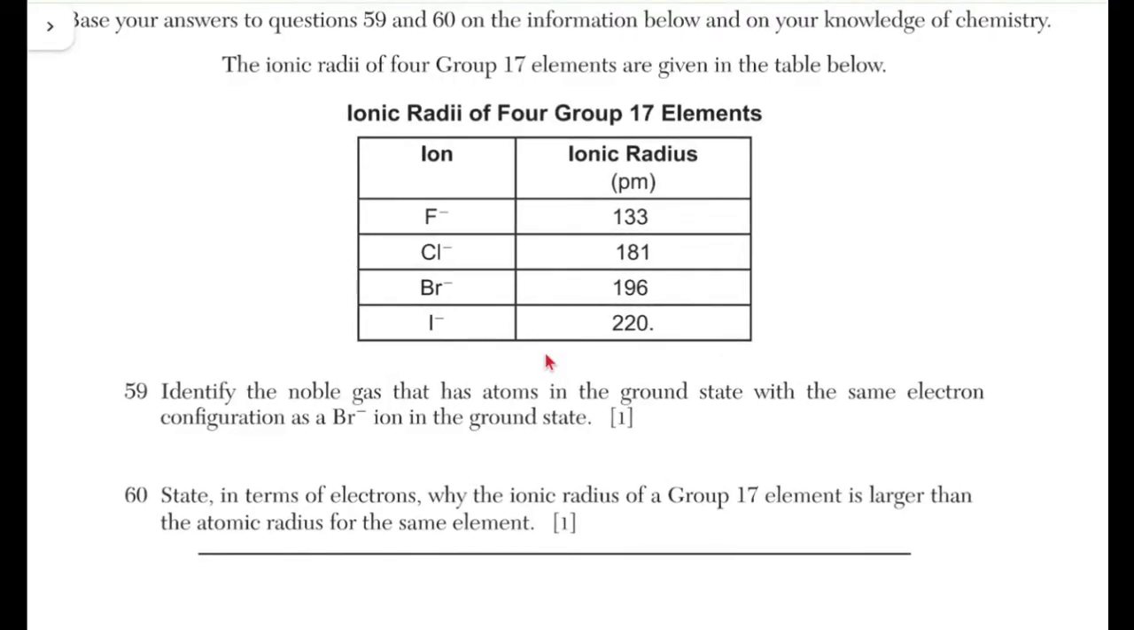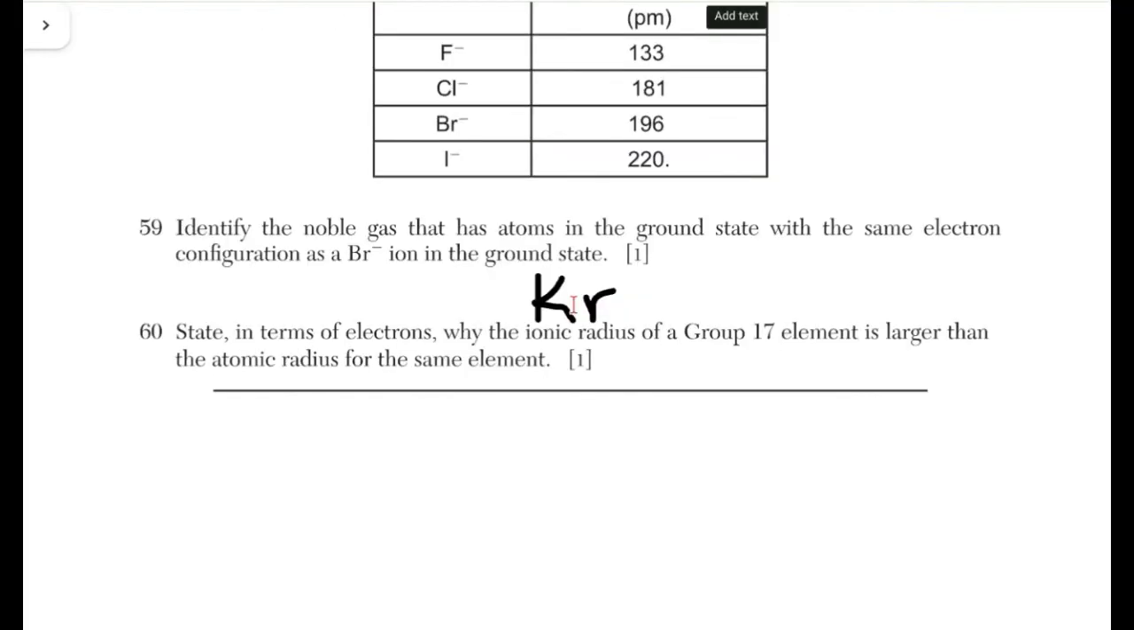Base your answers to questions 59 and 60 on the information below and on your knowledge of chemistry. The ionic radii of 4 group 17 elements are given in the table below. Identify the noble gas that has atoms in the ground state with the same electron configuration as a bromine ion in the ground state. If you look at the periodic table of elements, bromine has an electron configuration of 2, 8, 18, 7, but the bromine ion has an electron configuration of 2, 8, 18, 8. The noble gas with the electron configuration of 2, 8, 18, 8 is Kr, krypton.